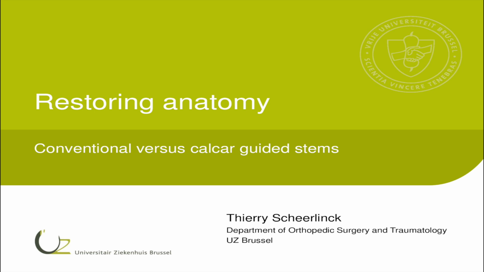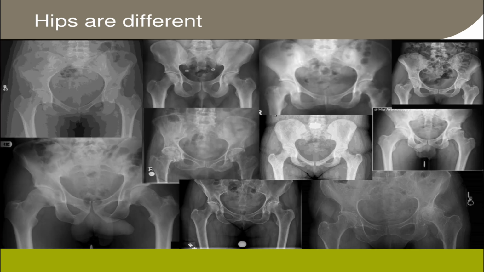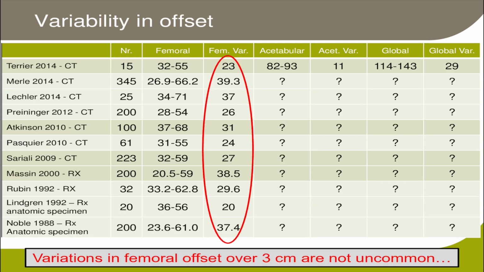Well, ladies and gentlemen, just look left and right from you and see other people. We all look different, but also our hips all look very different. And if we go to literature, we can see that the variation in anatomy is quite big. And you see here especially the variation in offset, comparing all these different studies.